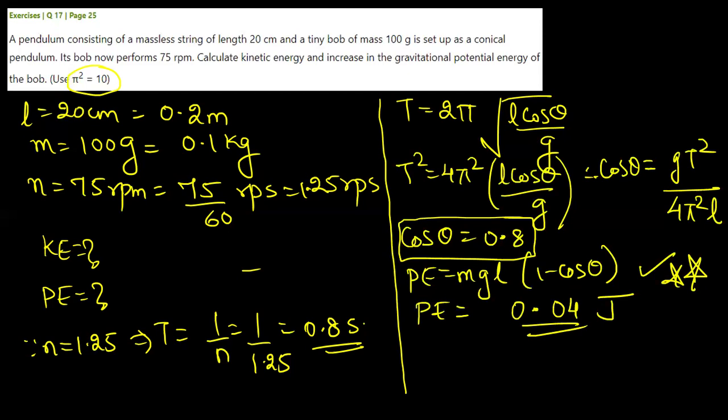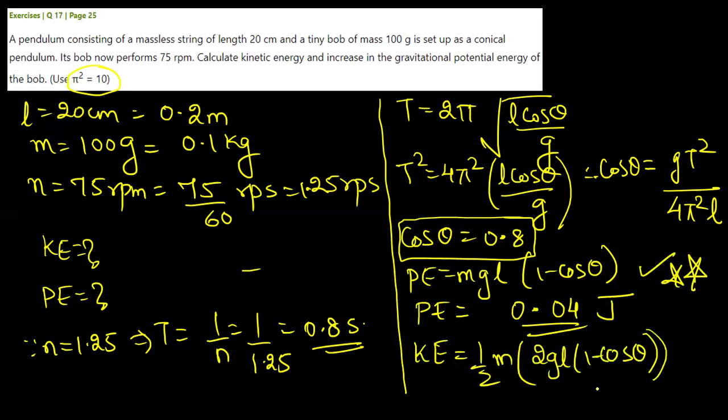As far as kinetic energy is concerned, for kinetic energy also you have a similar type of formula. The formula is given by kinetic energy equal to half m into 2gl (1 minus cos theta). This is the formula for kinetic energy: half m 2gl, 1 minus cos theta in brackets. So when you solve this, you get 0.045 joule as your answer.